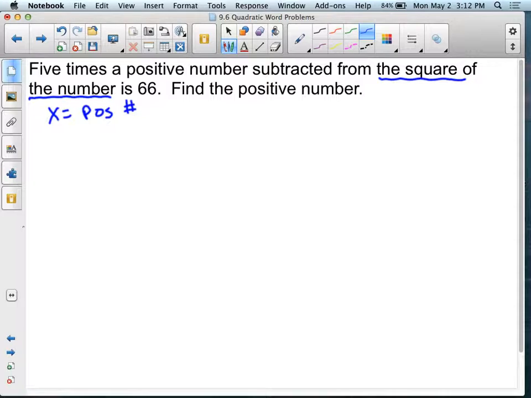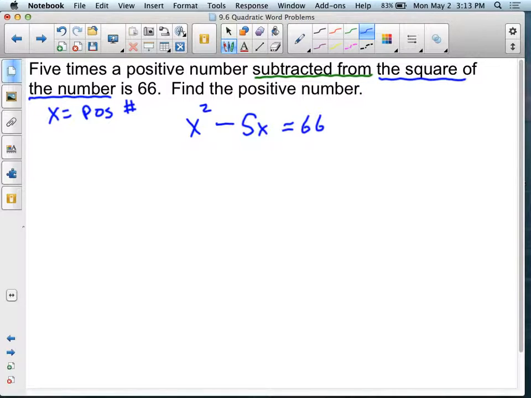So let's see if I can write this equation. 5 times a positive number. So that's going to be 5x. Subtracted from, I remember that phrase, subtracted from. Subtracted from means I'm taking that 5x away from something else. So I'm subtracting it from the square of a number. And that is 66. Okay. Well, I got an equation. Can I solve this equation?